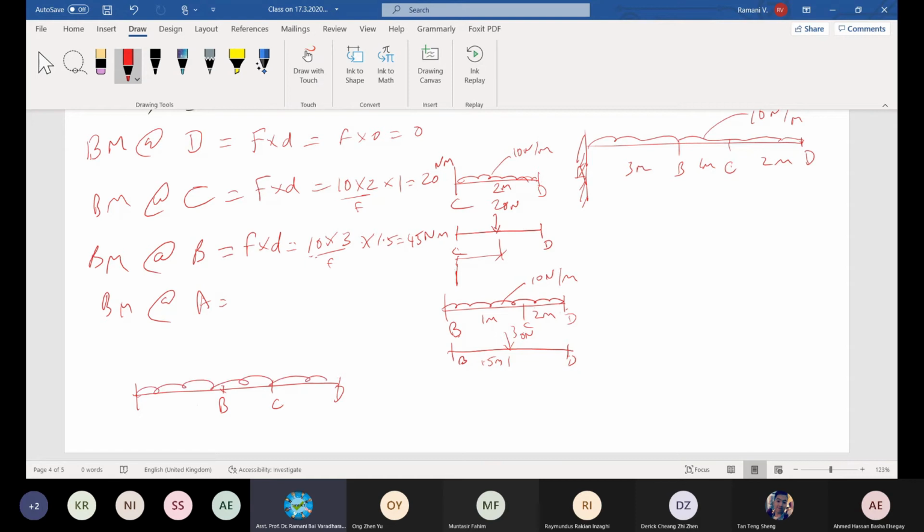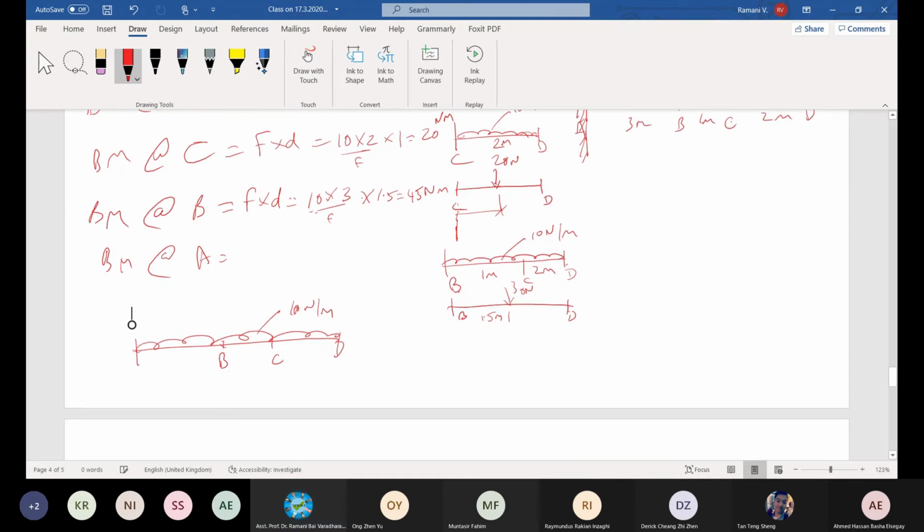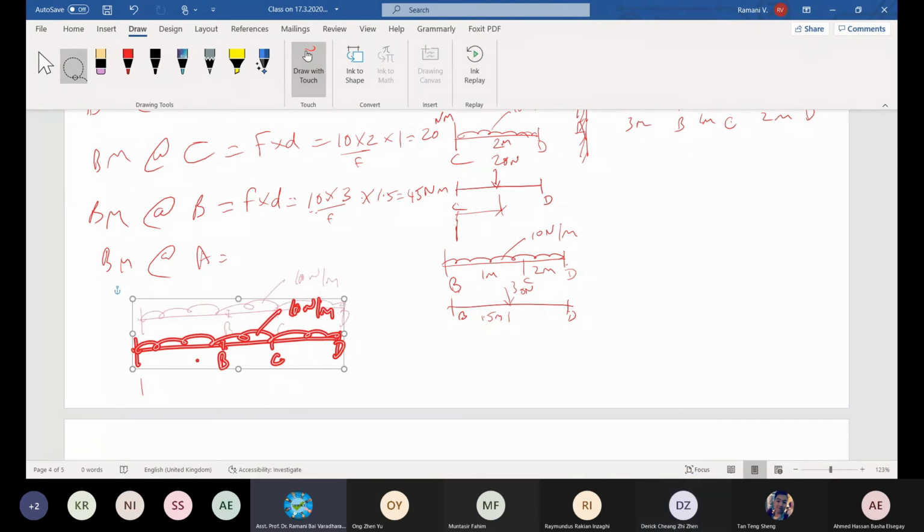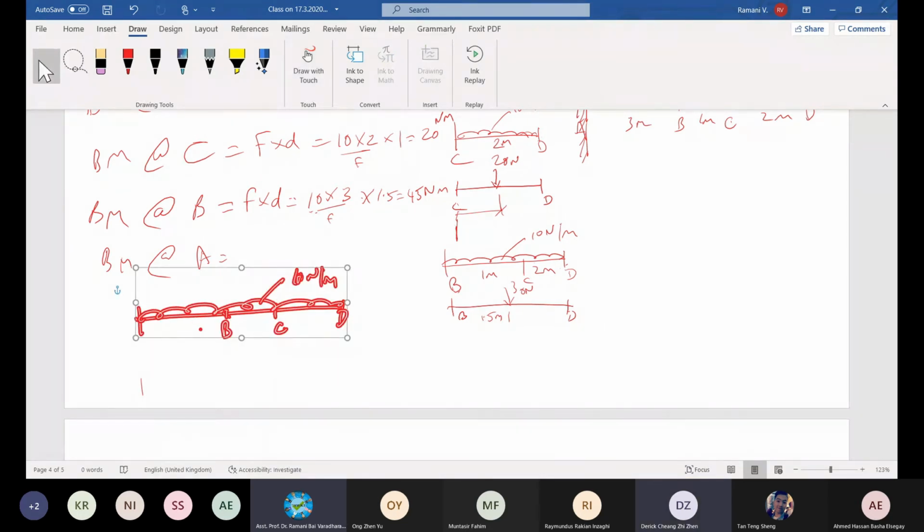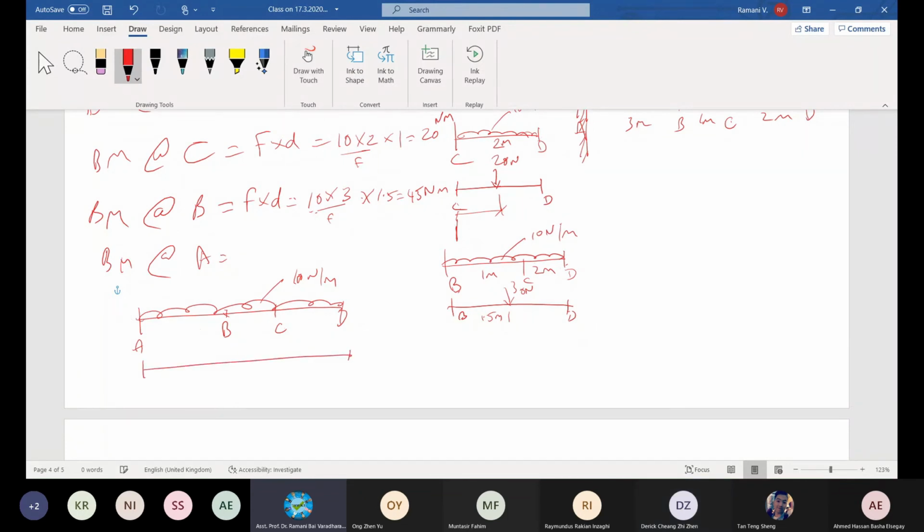Now he can convert the whole load into a UDL, right? Derek, help me. How to answer for this one? Not A, this is A. First, you need to find out the point load, isn't it? Derek? Yes, miss. Please answer me. What is the point load acting at?